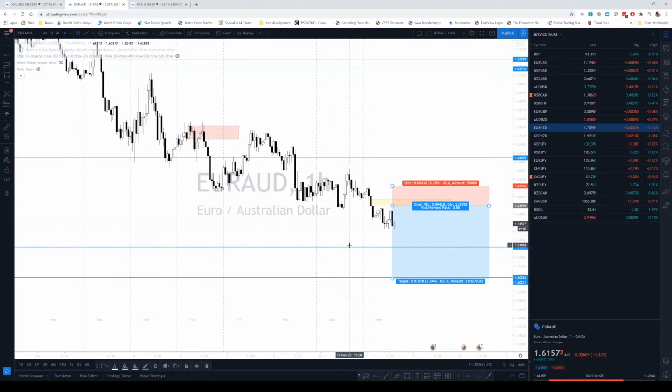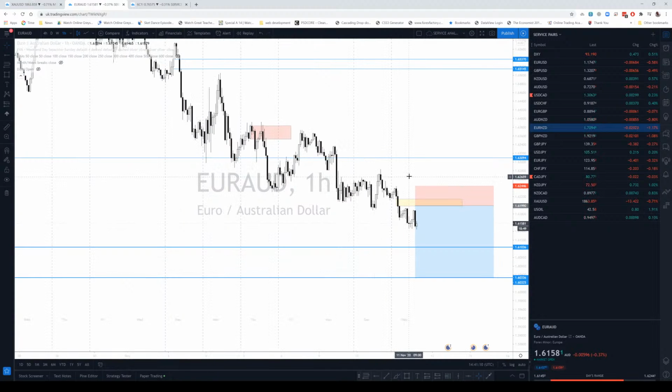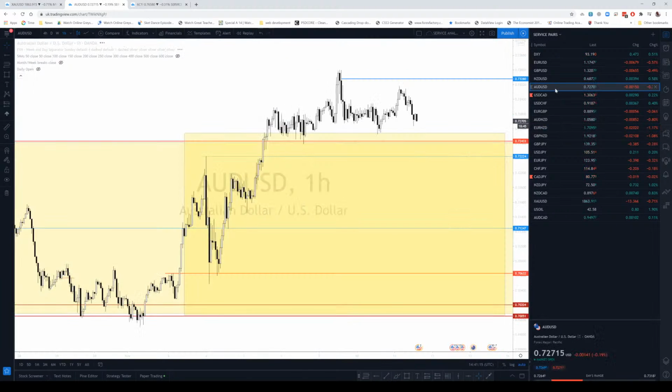All right, so that's what you can look for. Let's go back to where we were. Aussie. So Aussie probably will drop, but not as much as what euro and pound is doing. Okay, so for now I'm targeting this as my first downside objective.